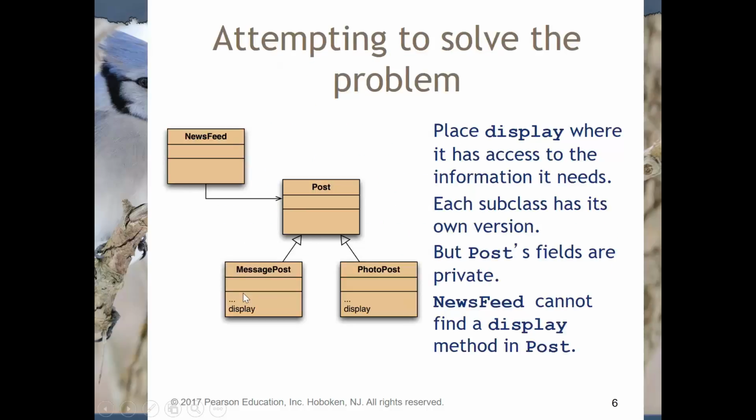What happens if we actually said, let's have a display down here instead of up here? Now we have code duplication potentially. But if these are sufficiently different, then there's ways to work with that. In addition, in this implementation, if I ended up having another class, I'd have to have yet another display. So place display where it has access to the information it needs. Each subclass has its own version, but post fields are private. So in other words, it can't reach them here. Newsfeed cannot find a display method in post. So if newsfeed is trying to call post, it's got a problem.